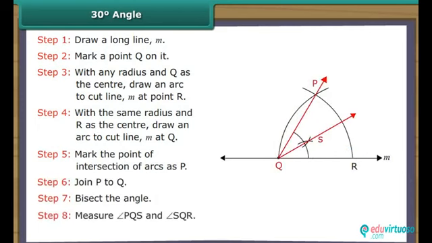Measure angles PQS and SQR. Angle PQS is equal to angle SQR is equal to 30 degrees. Construction of 60-degree angle.